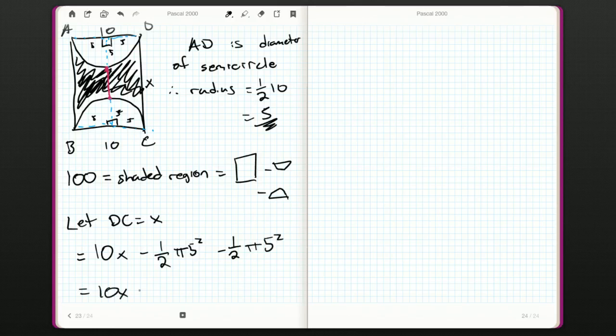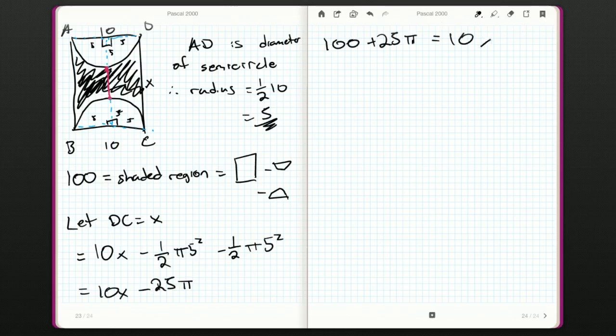So 10x, and we can combine these two, just say minus 25 pi. Okay. So that means that 100 plus 25 pi, if we just rearrange, we have 100, and we have a minus 25 pi, so 100 plus 25 pi is going to be equal to 10x. X is going to be 100 plus 25 pi over 10, which is just 10 plus 2.5 pi.